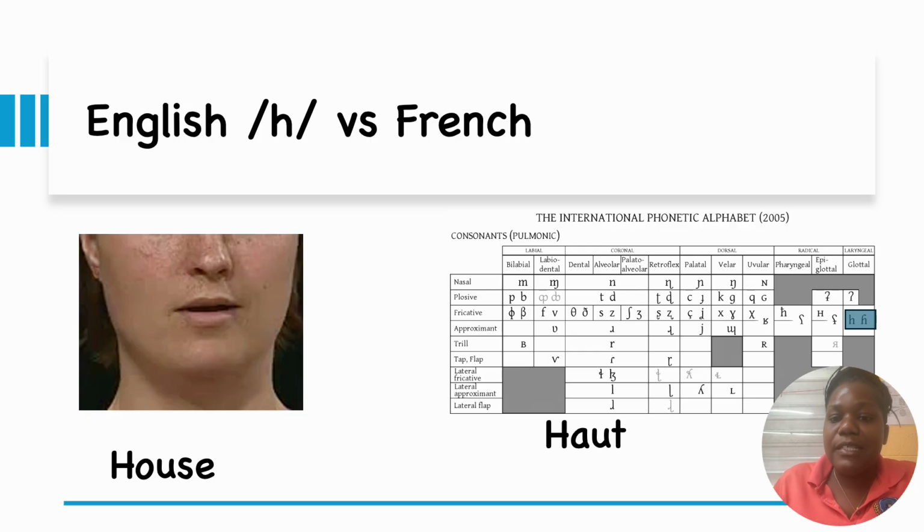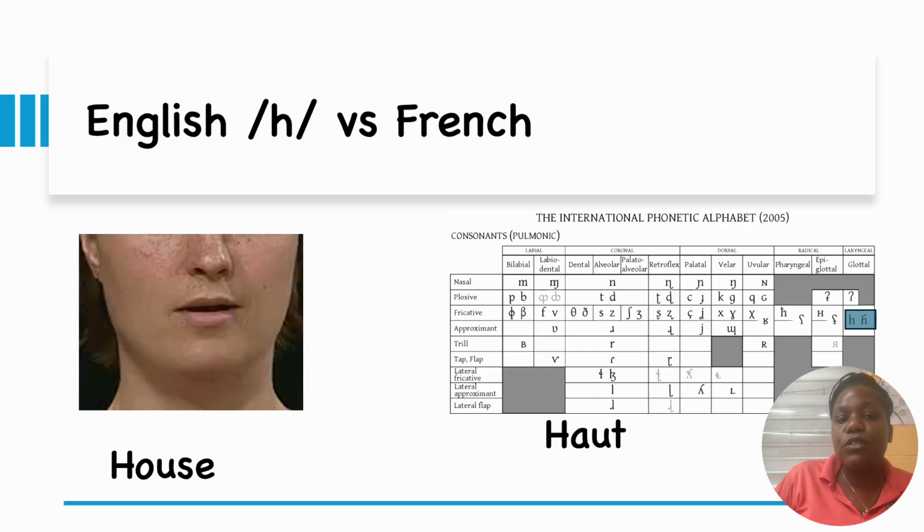Our example here is house. To pronounce house, you put your hand in front of you, and you will feel the airflow hitting your hand, like house. Okay. However, in French, that does not carry the same. The letter H is a vowel in French and it is silent. So therefore, the letter is never pronounced.